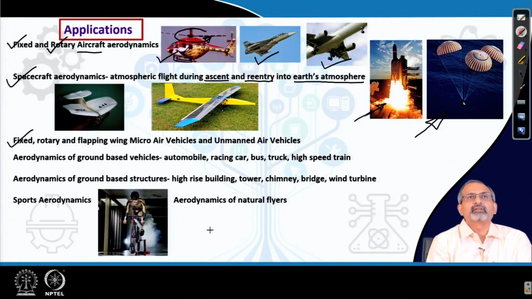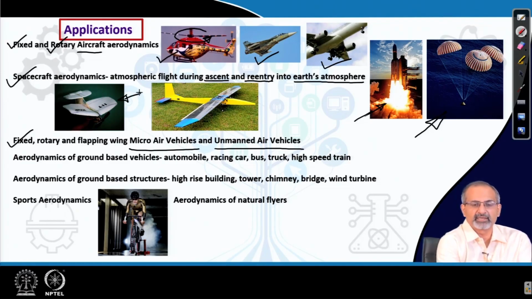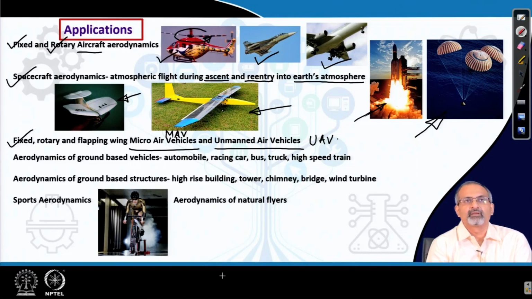You can think about fixed, rotary and flapping wing micro air vehicles, which are vehicles of very small size, and unmanned air vehicles for different purposes, starting from defense applications to reconnaissance and so on. So, as you can see, this is a very small flying vehicle, handheld. This would typically qualify as a micro air vehicle. The other one could qualify as an unmanned air vehicle, or in brief UAV, and the micro air vehicle in brief MAV. We are interested in aerodynamics of ground based vehicles, automobiles, the usual ones, the racing cars, the high speed ones, buses, trucks, high speed trains, and many other vehicles that we see on roads and moving on the earth's surface.